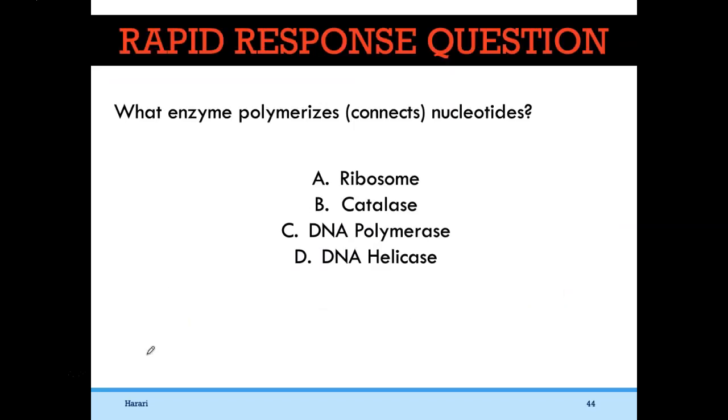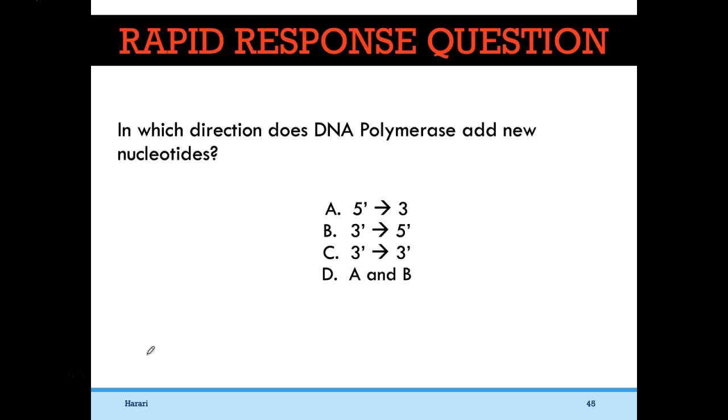What enzyme connects nucleotides? The answer is C, DNA polymerase. In which direction does DNA polymerase add new nucleotides? The answer is only A.